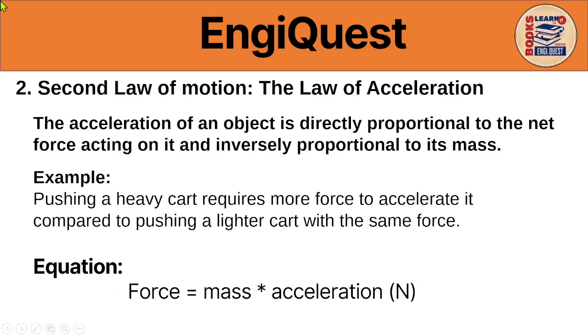Second law of motion, which also known as the law of acceleration. It states the acceleration of an object is directly proportional to the net force acting on it and inversely proportional to its mass. For example, pushing a heavy cart requires more force to accelerate it compared to pushing a lighter cart with the same force.